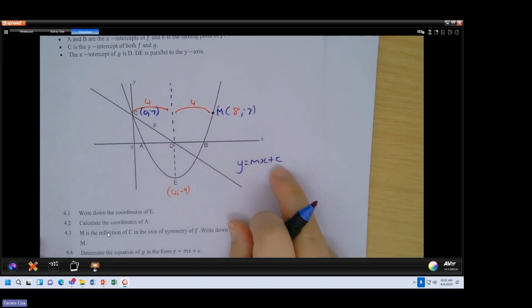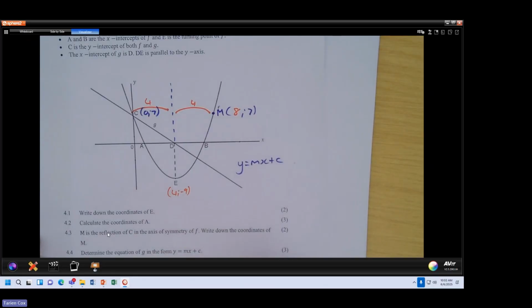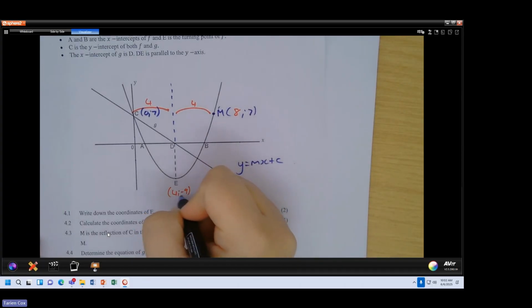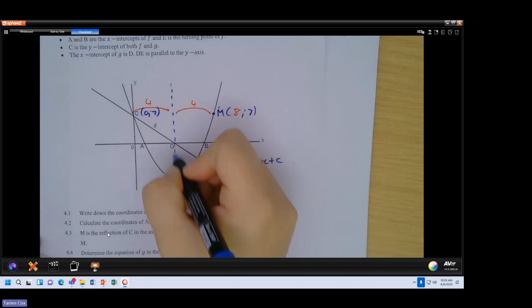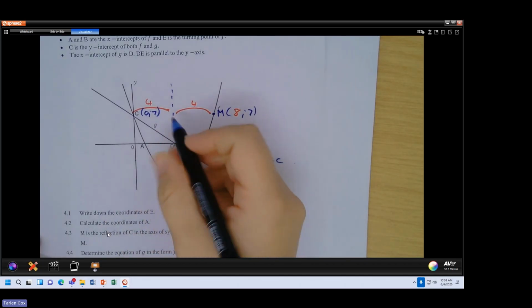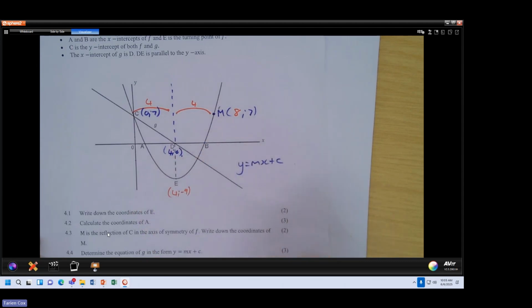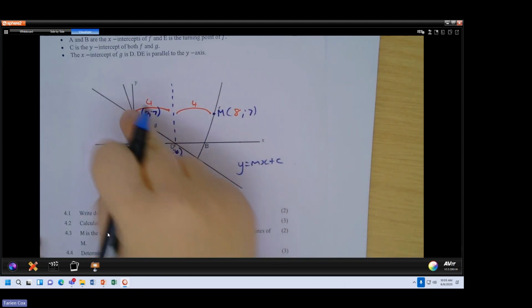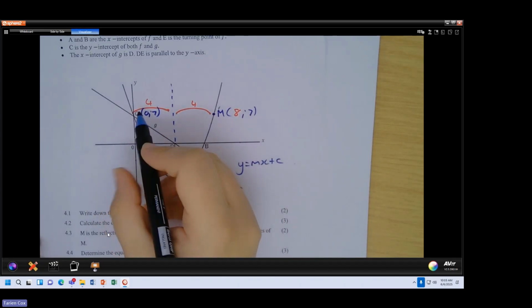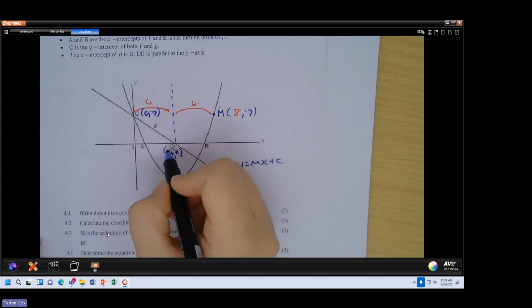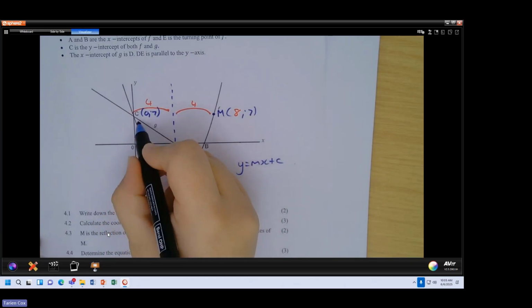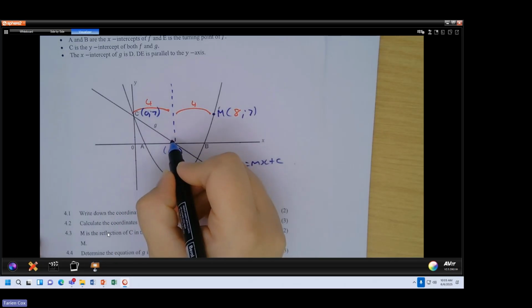So I can substitute the 7, but I do not have the gradient. You have to calculate it. Since this E is at (4; -9), and remember this line is parallel to the y-axis, it means that the coordinates of D would also be (4; 0). So I can now get the gradient from here. It's the change in y over the change in x.